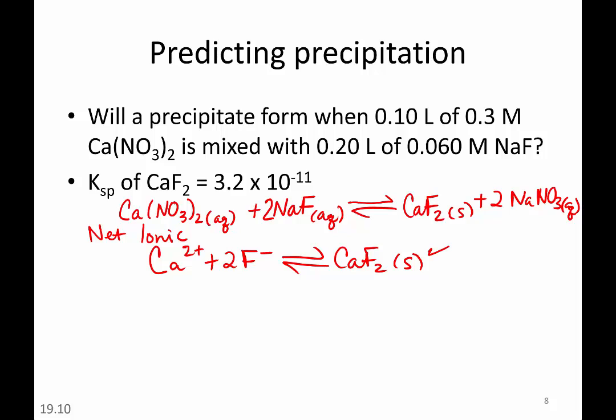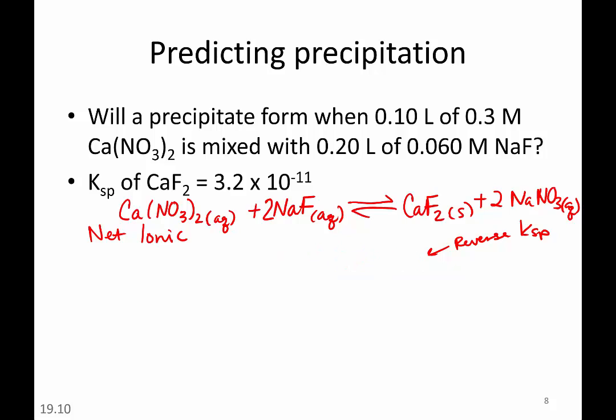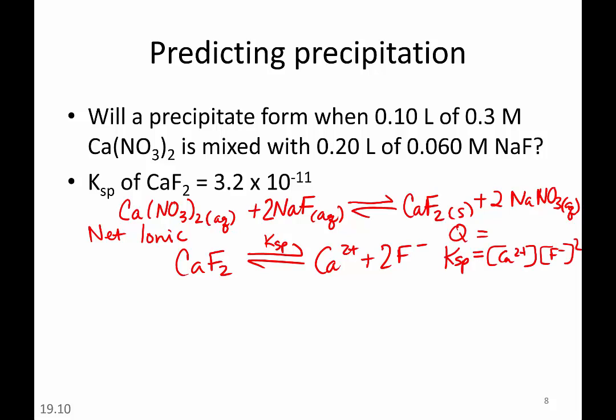Okay, so if you guys notice, this is just the reverse of your Ksp expression. So we could just write it as our Ksp expression. So let's just rewrite that. So we have calcium fluoride, put Ksp up here, going to calcium 2 plus plus 2F minus. Okay, so Q is also equal to this. This is our equilibrium expression. This is our reaction quotient.